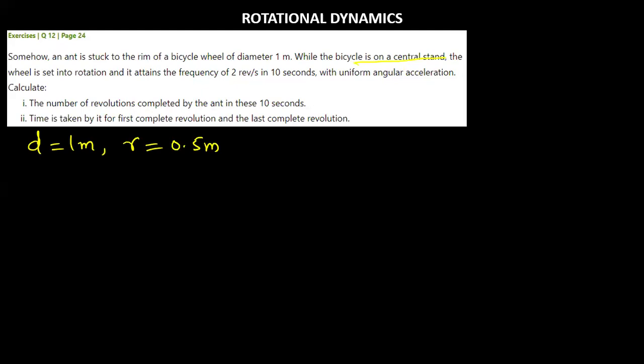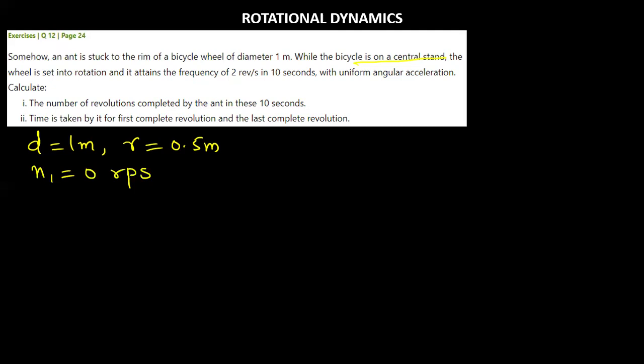The bicycle is at rest, and when it is on its stand, you are just moving the wheel of the bicycle. So it attains a frequency of 2 revolutions per second. Initially it was at rest because the bicycle is on the central stand. So I can say the initial frequency is 0 rps. Rps means revolution per second. So initially, since it was at rest, n1 will be equal to 0 rps.